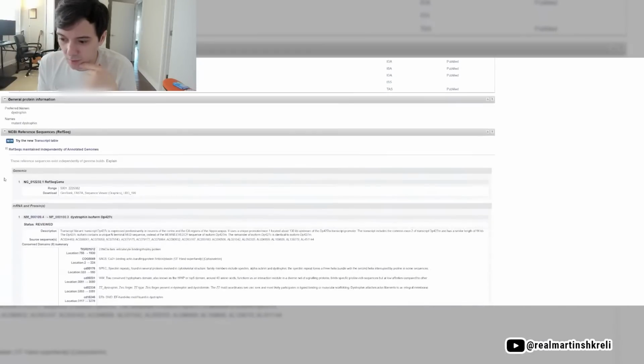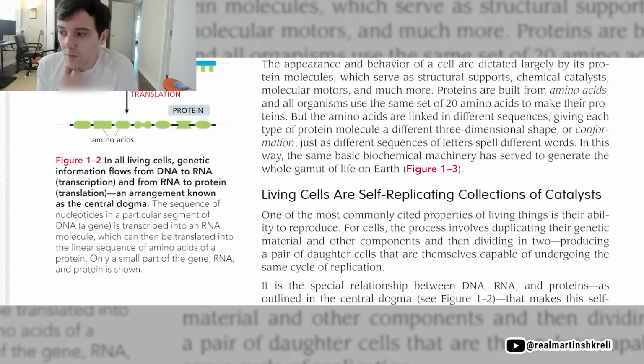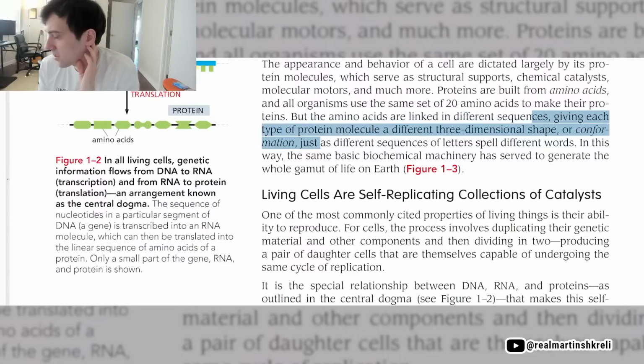But you can see that this gene codes for this important protein called dystrophin. It's such an important protein when it comes to muscle that a single wrong nucleotide can cause death, unfortunately, in people. So let's keep going.